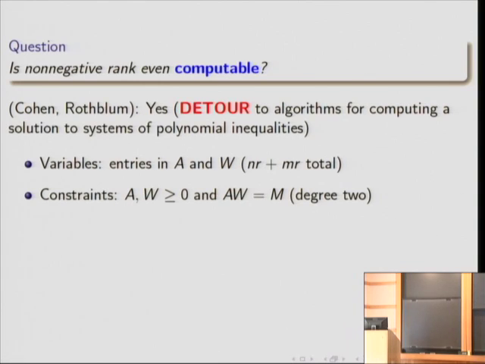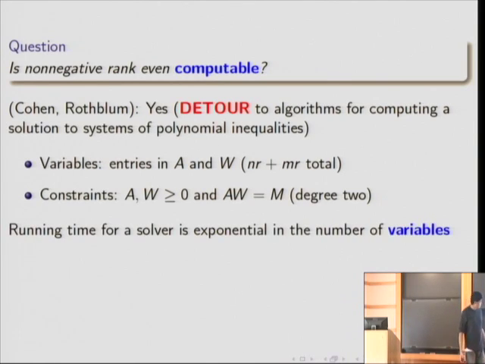Moreover, we can also write the constraints that A times W is a valid factorization, that A times W equals M, and these in turn will be degree 2 constraints on these underlying variables. So here we have a system of polynomial equations which has a solution if and only if the non-negative rank of the original matrix is at most r. And when we apply Renegar's algorithm, the running time is exponential in the number of variables. But what I want you to remark here is that, take r equals 3, this is still exponential in the dimensions of the matrix, even for very small values of non-negative rank.